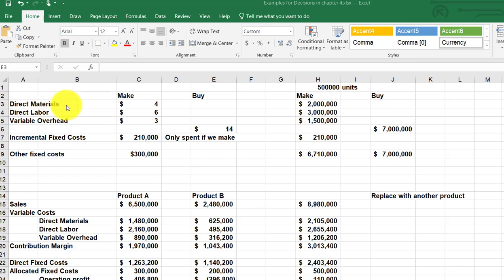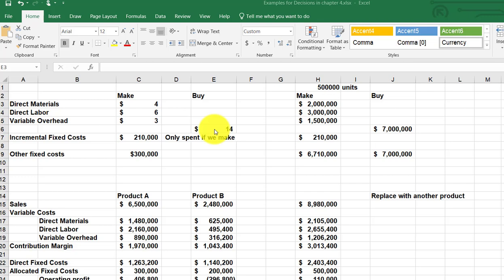So the first one is make versus buy. We've got our direct materials, and we're looking at it initially on a per unit basis. If we make it, we're going to have to pay $4 for direct materials per unit we make. Direct labor $6, variable overhead $3. That would be given to us. That adds up to 13, and if we buy it, it's 14. That's assuming the 14 includes all the cost to get it to us, shipping, all that good stuff.